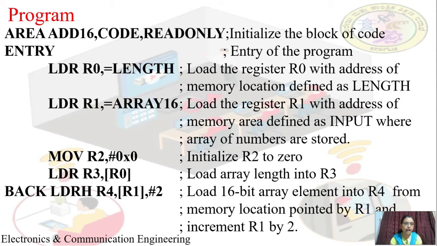Then this LDRH. LDRH means load half word. A half word is a 16-bit array element, which is loaded into the register R4 from the location pointed to by the register R1. Right. So here only 16 bits are loaded into the register R4. #2 indicates that the memory location is incremented by 2 locations to point to the next 16-bit number.